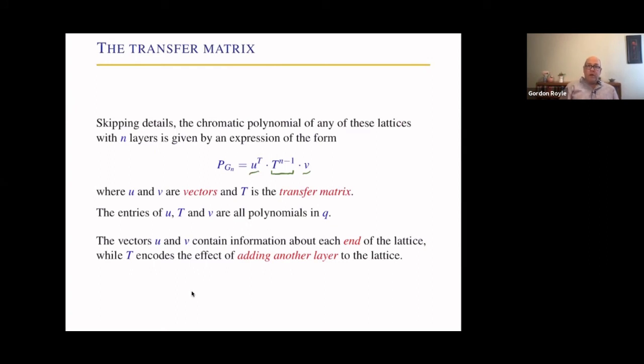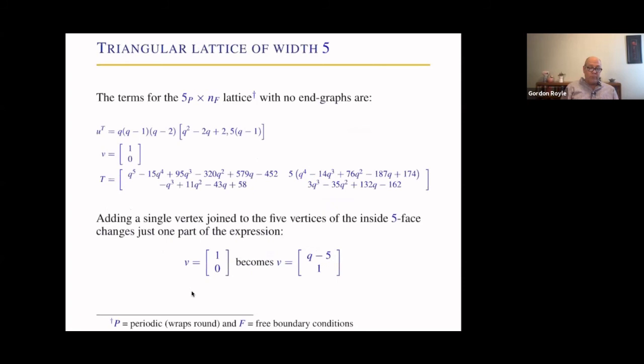Okay. Hard to see what that actually means, so I'll do a little example. So here's the 5 by n lattice. That's the graph that Melissa and I were looking at. This is what U transpose looks like. It's got some multiple, and then it's a vector of length 2 with this as its first component, and this is its second component. We have a 2 by 2 matrix as a transfer matrix.